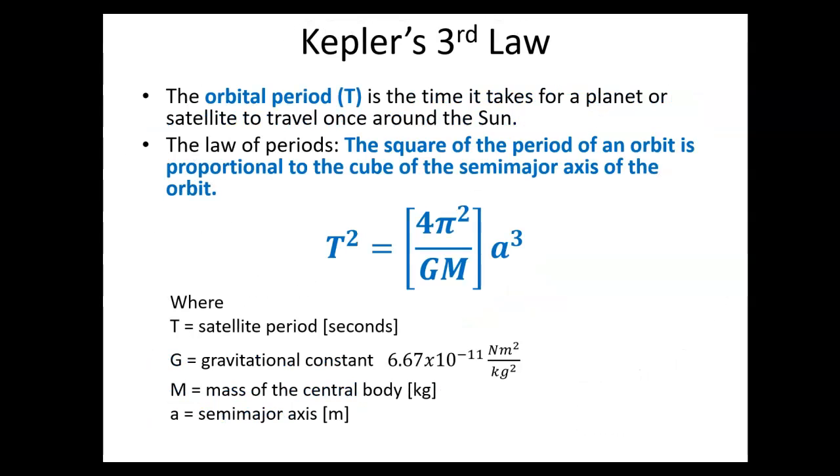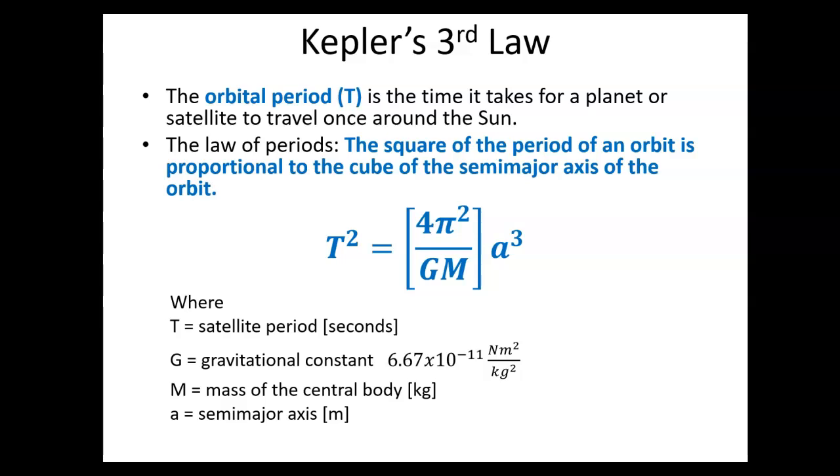And then we get to Kepler's third law. In this law, Kepler found a very important relationship, that the orbital period, which is the time that it takes for the planet to travel one full revolution around the Sun, has a relationship to the semi-major axis. Basically, the square of the period is proportional to the cube of the semi-major axis.